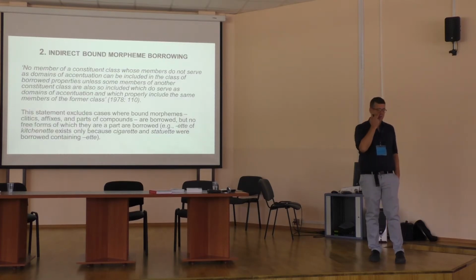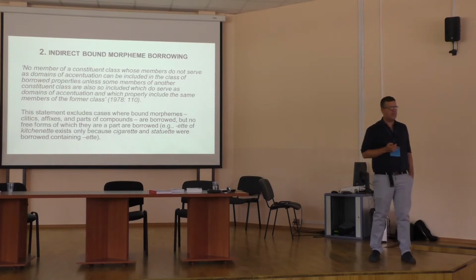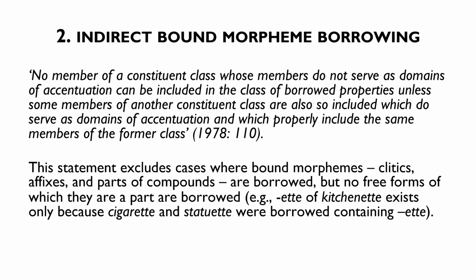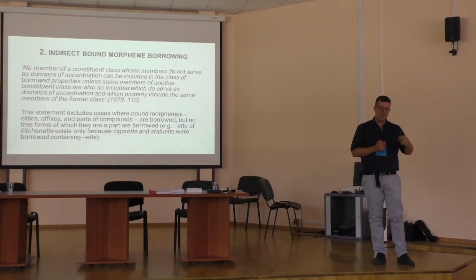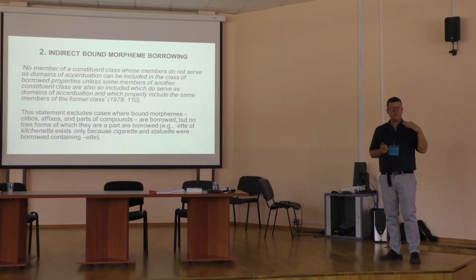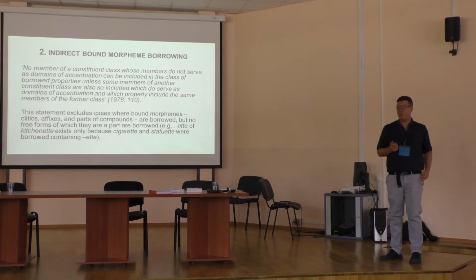Indirect bound morpheme borrowing. I'm not going to read you Moravcsik's phrasing because it's complicated. What she basically says is that it excludes cases where a language will directly borrow affixes. The idea being that first you borrow whole words, so kitchenette or profitable, and then afterwards this becomes analyzable within the target language, and this affix can be applied to lexical items from the native stock. It actually goes back to Hermann Paul, who said it very clearly, but this is the idea that you shouldn't have direct borrowing of bound morphemes.